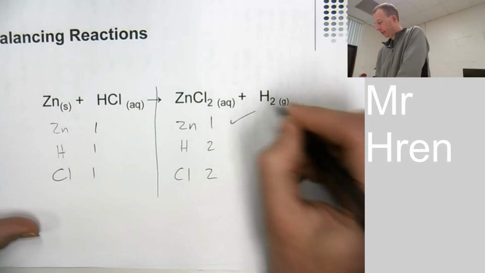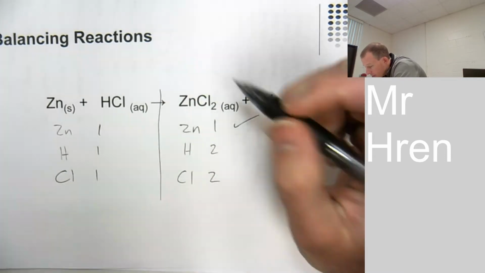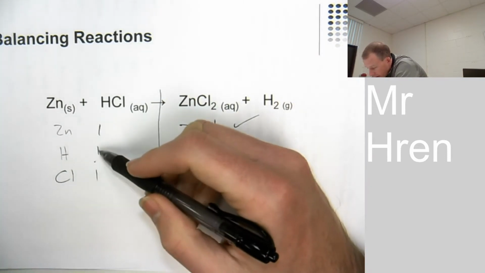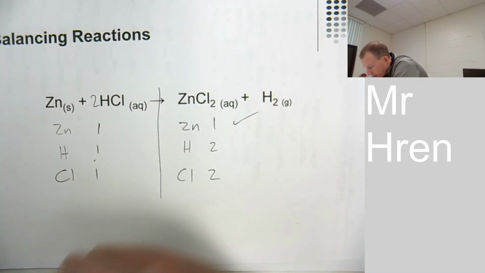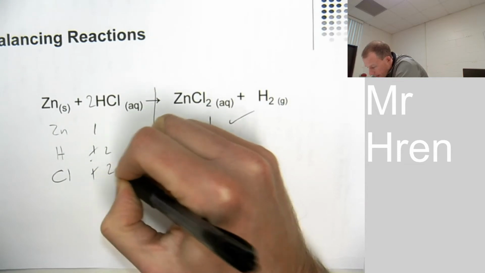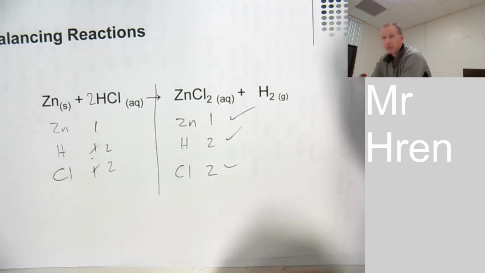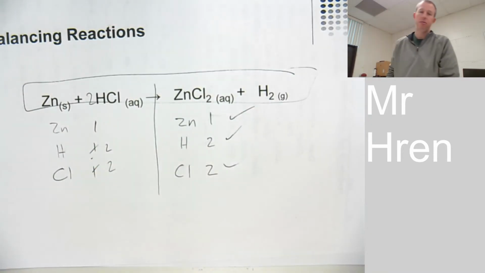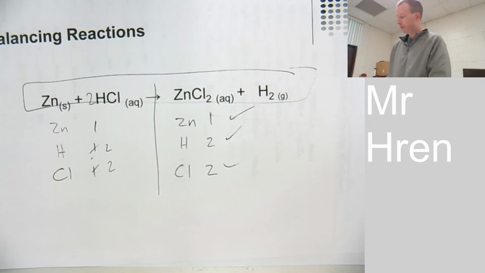So the zincs are already good. That might change depending on what we have to do. Then you look and you're like, I got two H's, two Cl's. Over here, I got one and one. Oh, look, there's HCl. Put a 2 there. And all of a sudden, everything's good. So there you go. Sometimes these are really simple. You're done there. And you would just put 1s for everything else if you felt the need.